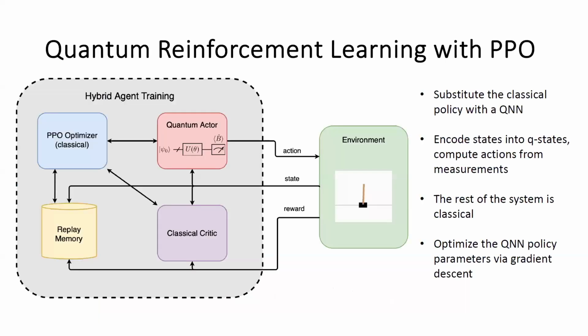So how do we use quantum PPO? Our approach is to keep every part of the system classical except the actor, which we implement as a parametric quantum circuit or quantum neural network. And we encode the observed states from the environment into the initial quantum state of the parametric quantum circuit. We apply a parametric unitary and then perform some measurements and compute the actions based on these measurements.